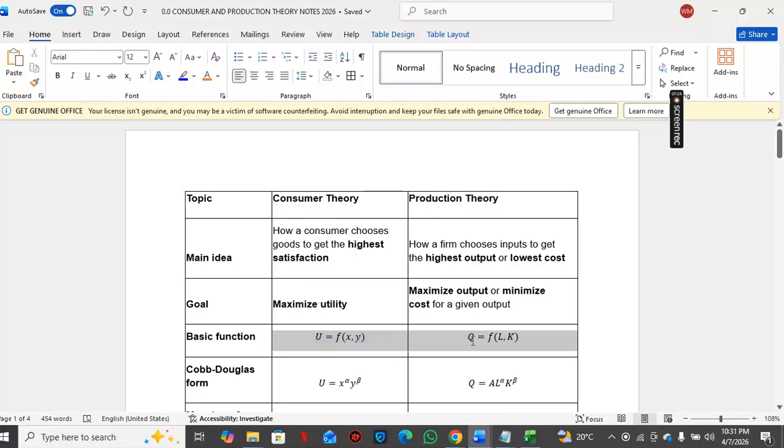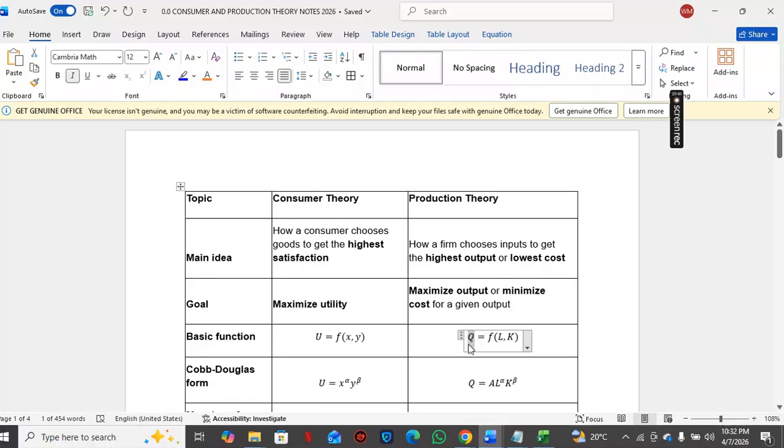These are the functions you see. If you see a U in something like this, you're dealing with consumer theory. U is just utility, satisfaction. Here the Q is your quantity or your output. If you see a Q in the function, that's production theory.